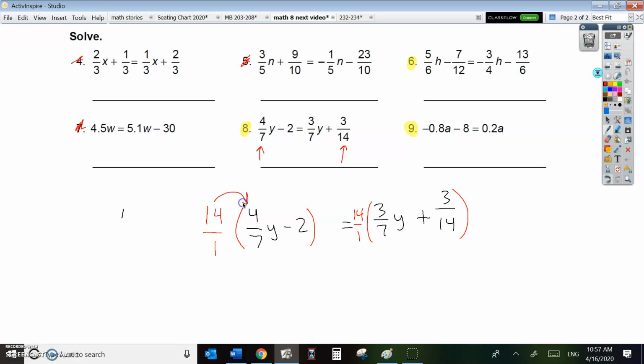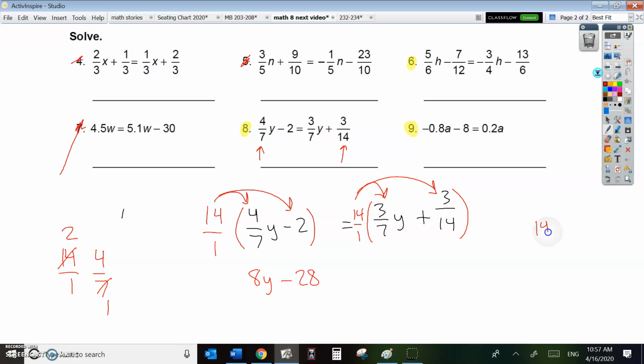So distribute there and there, distribute here and here. Remember, when you distribute, you multiply. So 14 over 1 times 4 over 7. Cancel, that should be a 2, and that's going to be a 1. 2 times 4 is 8. So 8y. And then 14 times 2 is 28.